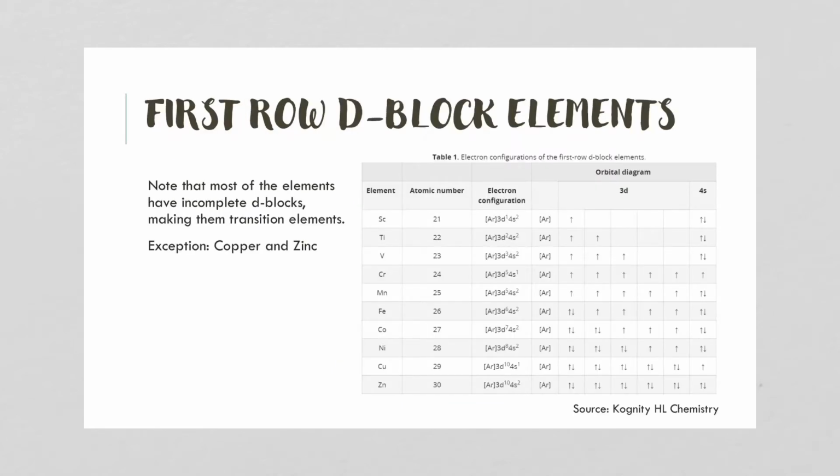So when we look at the first row D block elements, you can see here their 3D section and then the 4S. Note that most of the elements have incomplete D blocks, so they're all transition elements, all of these. Now, the exceptions are copper and zinc. So copper has a full D block because it does that exception. It takes one of the electrons from the 4s orbital and fills up the last spot in the 3D. So it has a full one. And then zinc has a full one because it's the last element in the D block.